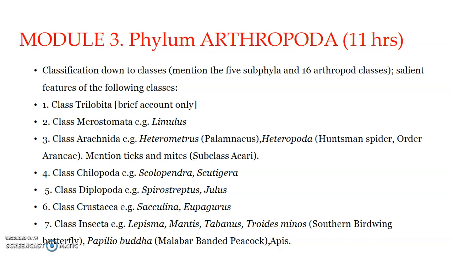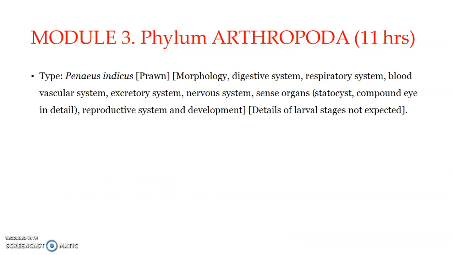The 7 classes which we are supposed to learn are class Trilobita, class Merostomata, class Arachnida, class Chilopoda, class Diplopoda, class Crustacea, and class Insecta, with one or two examples each. Then we'll be learning about the type species, Palaemon indicus, and its morphology, and the different systems in detail.